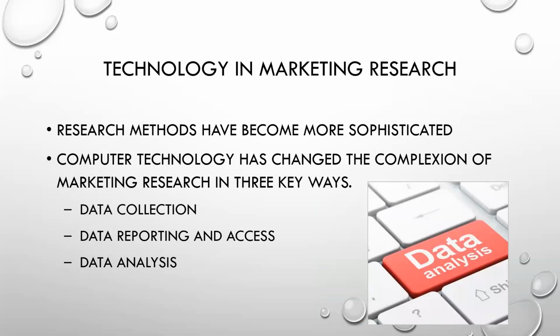Lastly, let's talk about technology. It's through technology that research methods have become more sophisticated. There are 3 key ways that computer technology has significantly changed marketing research. The first is data collection. In the past, you actually had to do Excel spreadsheets, or even before that, use slower types of computer methods and tabulate the data manually. But of course, this is not the case now.